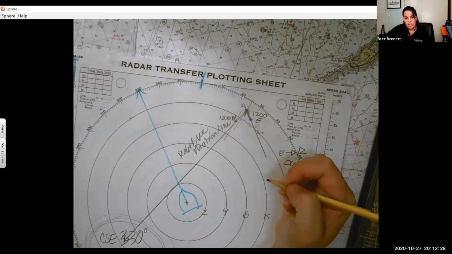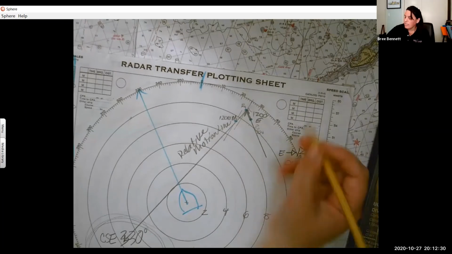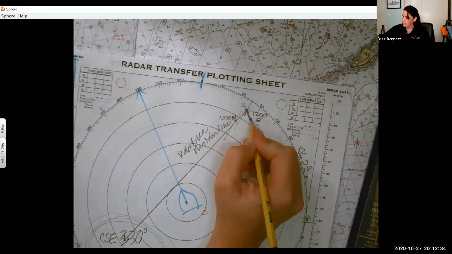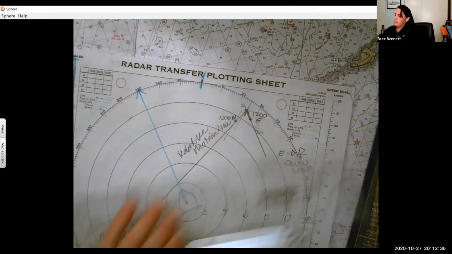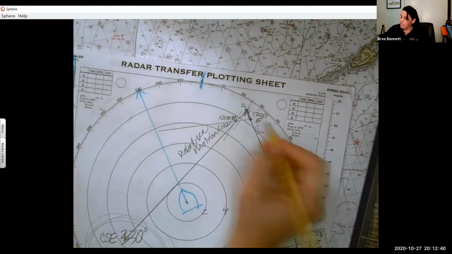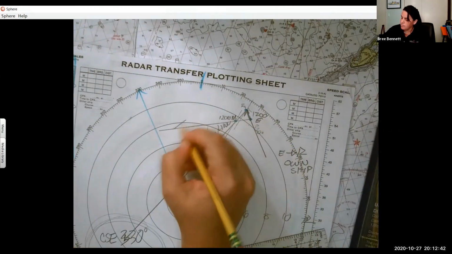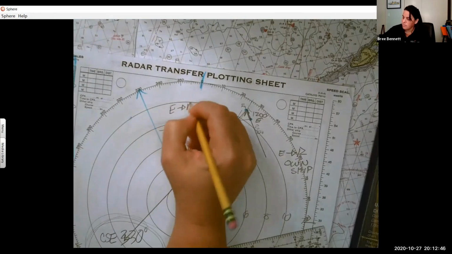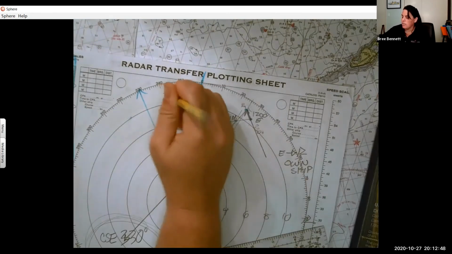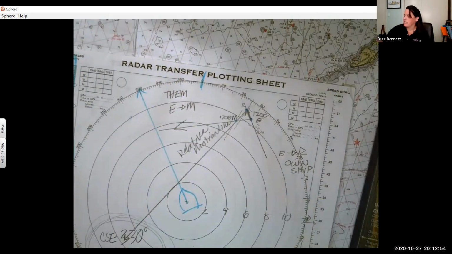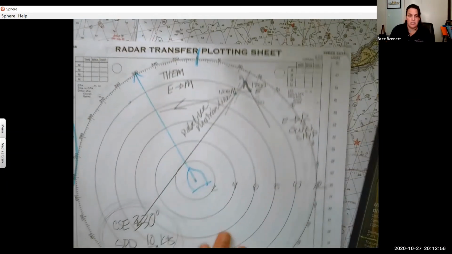Now I can connect 2 more dots. E to M is them. And there are going to be little rules here. You don't have to memorize any of this. This is just an intro, so next week isn't as painful.